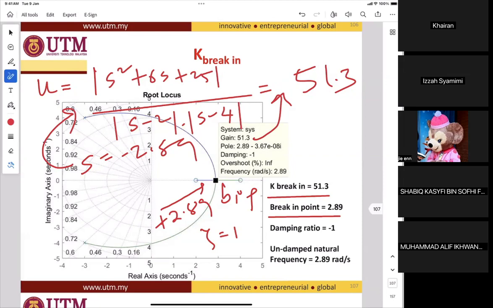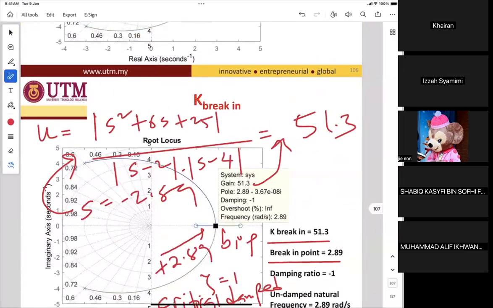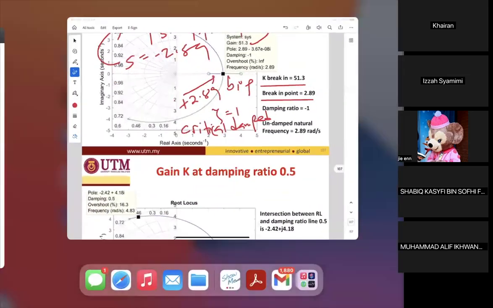Shabik Kashfi. Yes, doctor. Zeta equal to 1 is critical what? Critically damped. Critical damp. Okay, that's critical damp. Everybody repeat: critical damp. Critical damp.